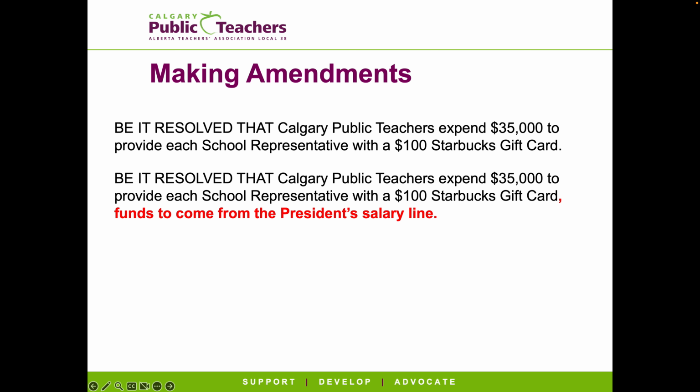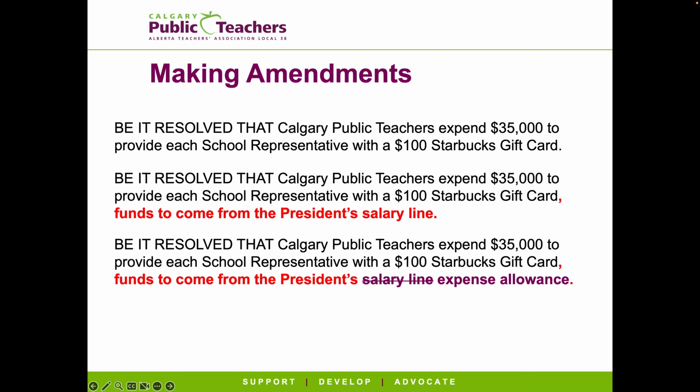Somebody might not like that, and so they could amend the amendment by moving to strike salary line and place expense allowance there instead. In terms of how that vote would go, you would have to vote on the part in purple first. So on just changing salary line to expense allowance. Once that was done, you would then go back to the original amendment. So you'd be voting on just the part about funds to come from the president's either salary line or expense allowance, depending on how the first amendment went. And then you would have to vote on the original motion.